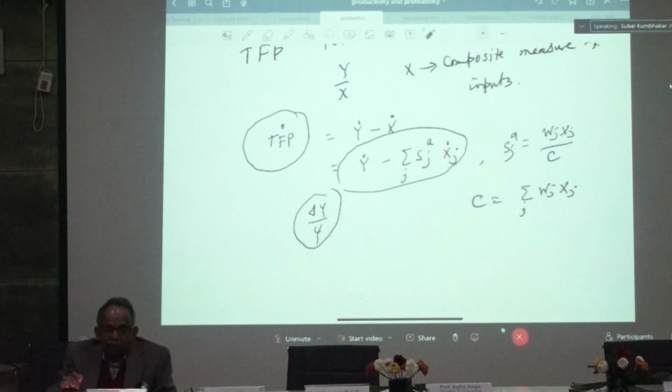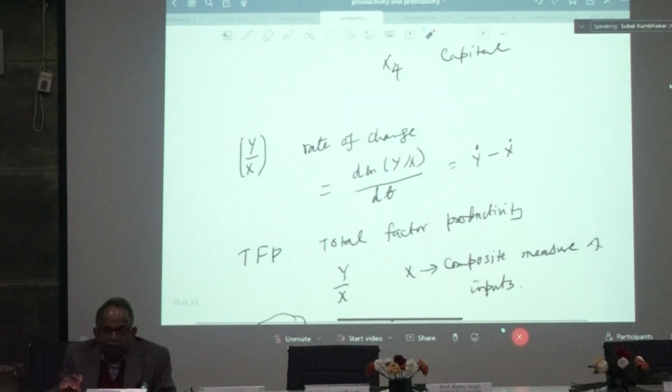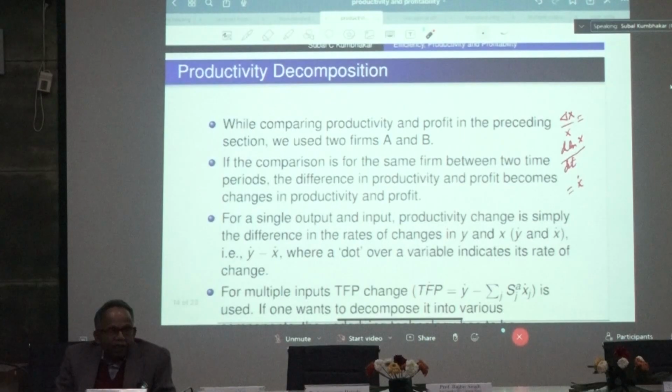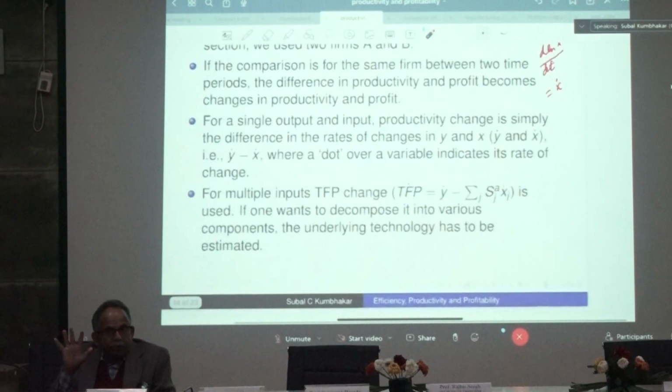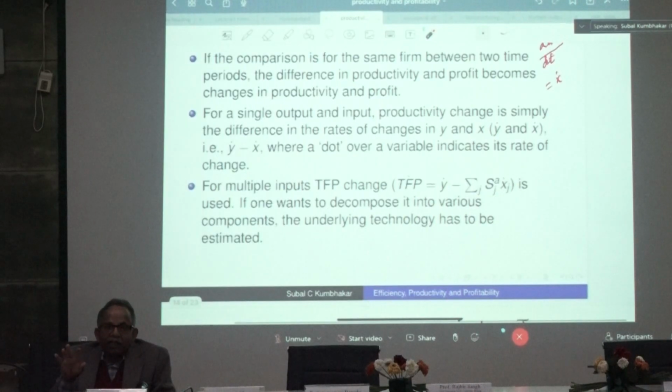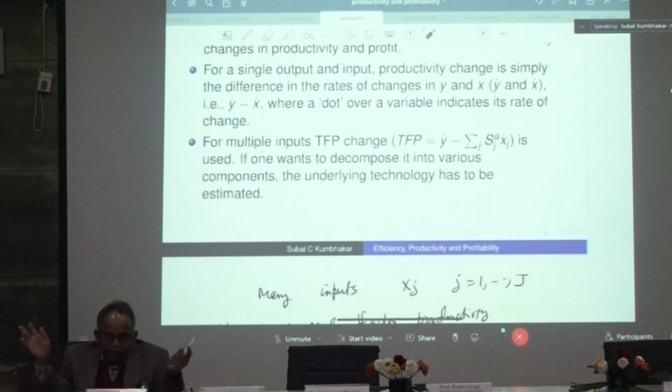Now, if that is the case, then we should be ending here, but no, we go beyond that. After defining this, if your objective is simply to measure TFP dot, then this is the end of the story. You don't need to do anything else. But this is not the end of the story, because we are not only interested in getting a TFP dot, or what is happening to TFP for a particular farm. By farm, I mean any entity: an agricultural farm, a manufacturing farm, in a state, in a country.